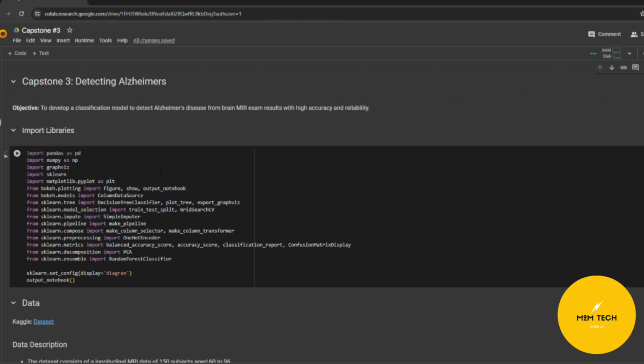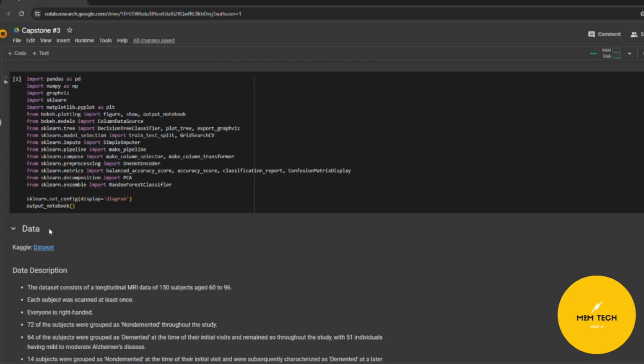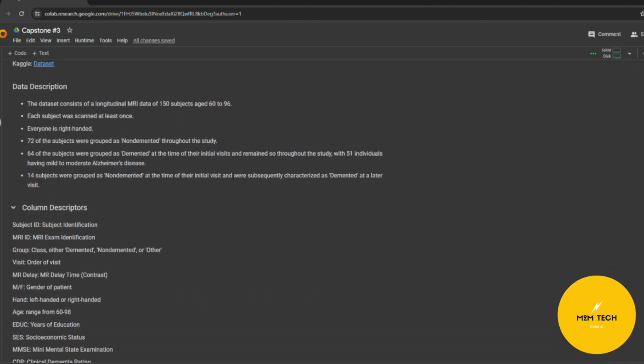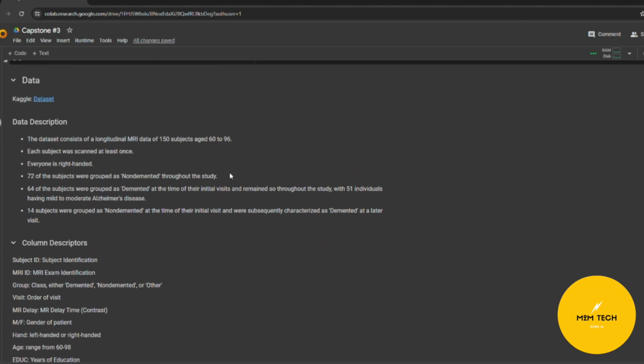So first things first, I've imported all of the libraries that I needed for this project, and my dataset came from Kaggle, in which it consists of 150 subjects, aged 60 to 96, in which each subject was scanned at least once, and everyone is right-handed.